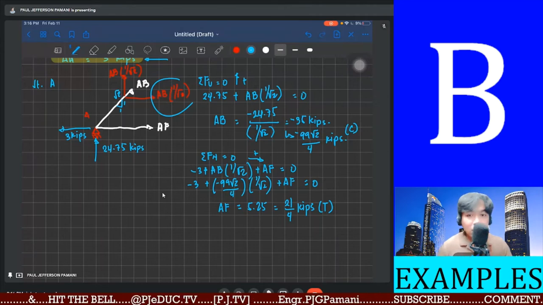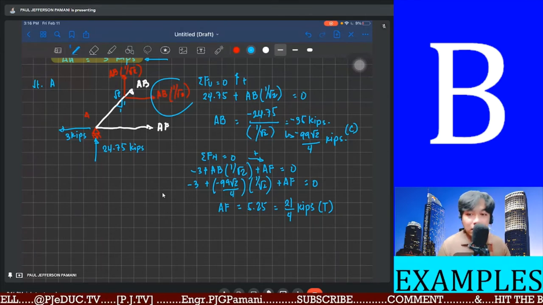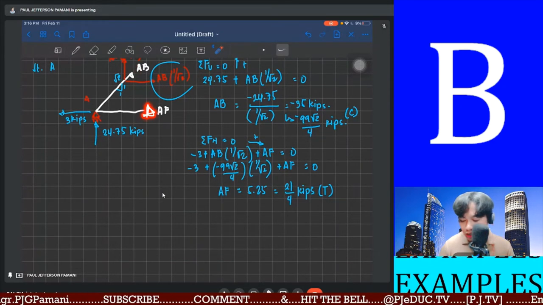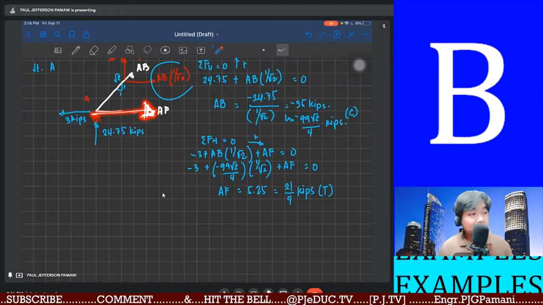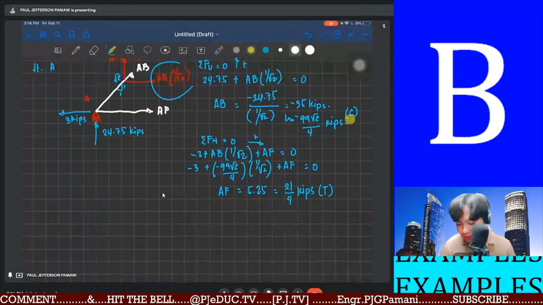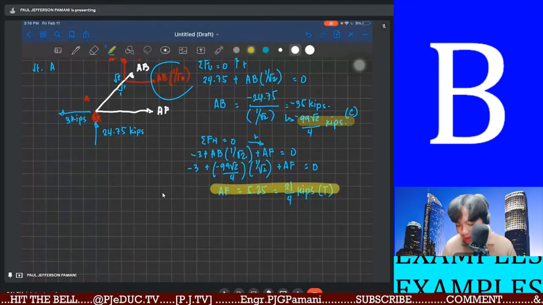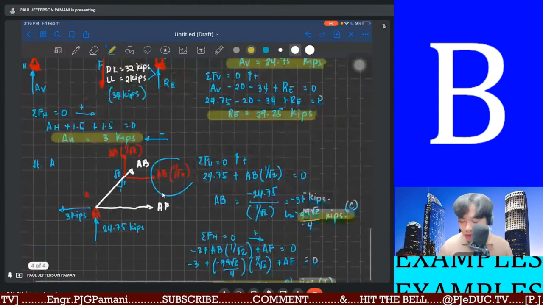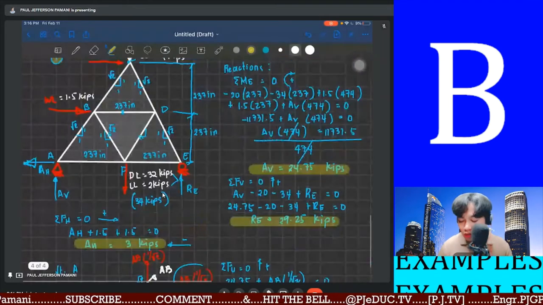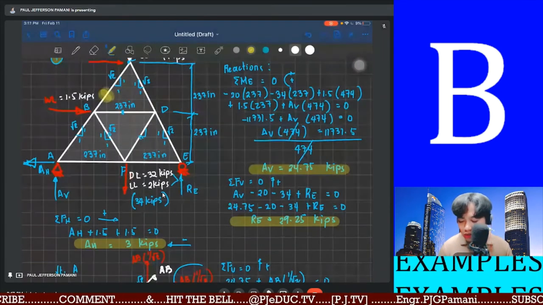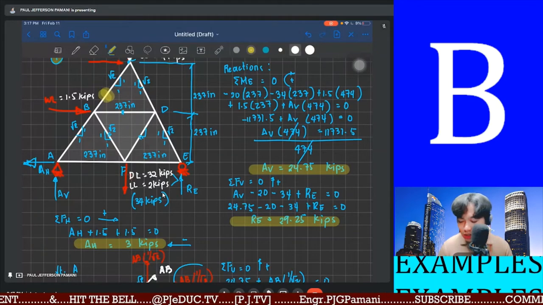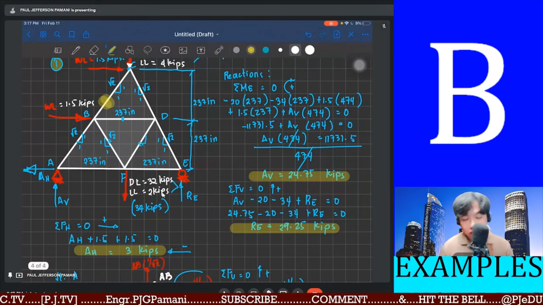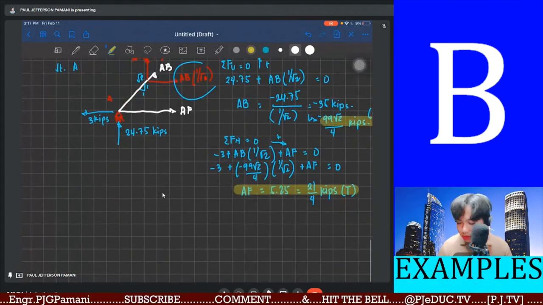So, it turned out that AF is in positive sign. Basically, tama yung ating assumption na siya ay tension. So, yan na yung ating AB and AF. Okay? So, with that, you can immediately now solve the bar forces at joint C, which are BC and CD. Then, solve the internal members. So, tapusin lang natin yung nasa joint C.